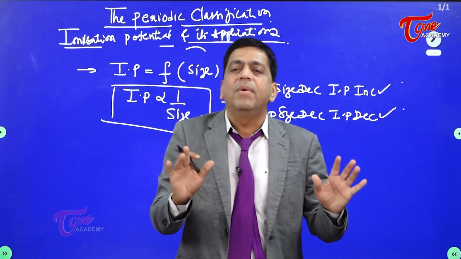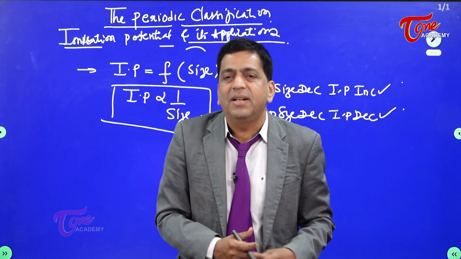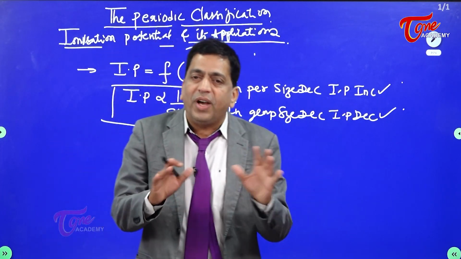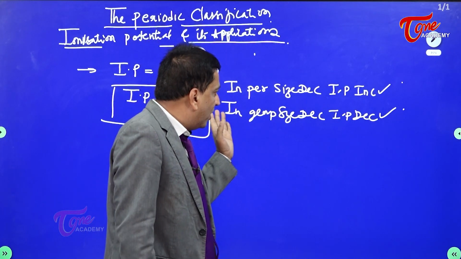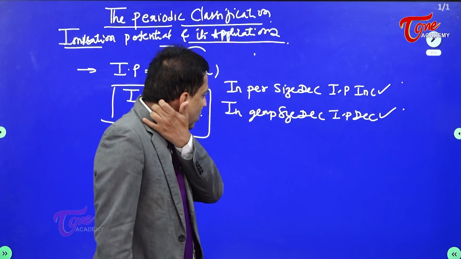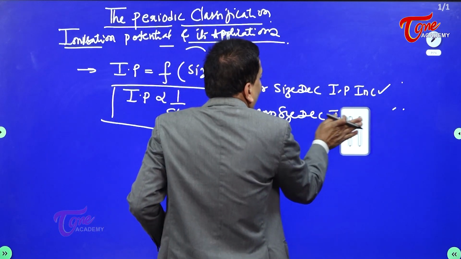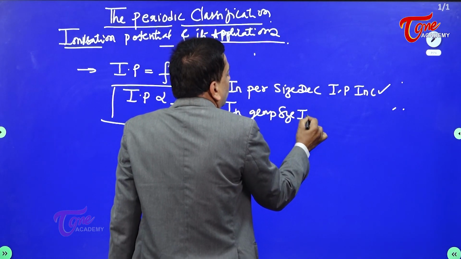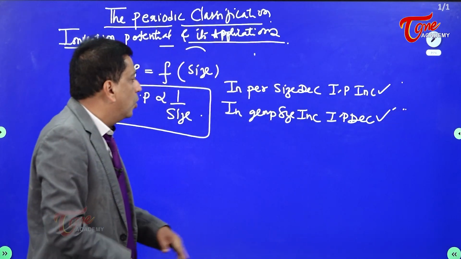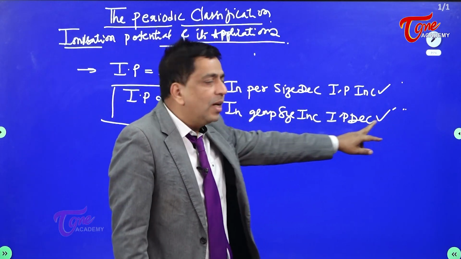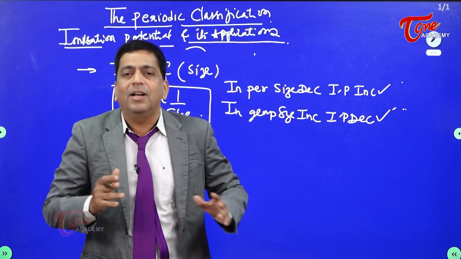We are following a scheme. First you define the periodic property, then you write on what factors that depends, that's nothing but size here, and how it varies in the periodic table. You can see the size decreases in a period, so ionization potential must increase, and in a group, size actually increases, so ionization potential decreases. So in a period, size decreases, IP is increasing. In a group, size is increasing, so ionization potential would be lesser.